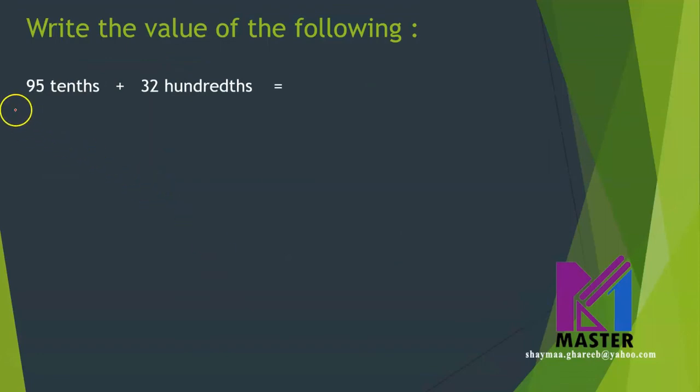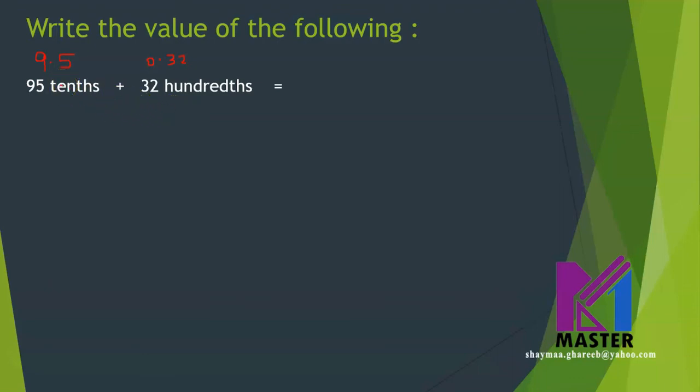Now look at this example, 95 tenths plus 32 hundredths. 95 tenths means number 9.5. 32 hundredths is 0.32. So when we add these two numbers, now let's look at the units.